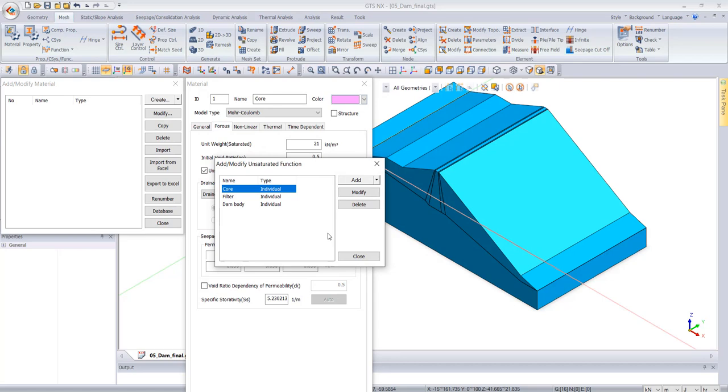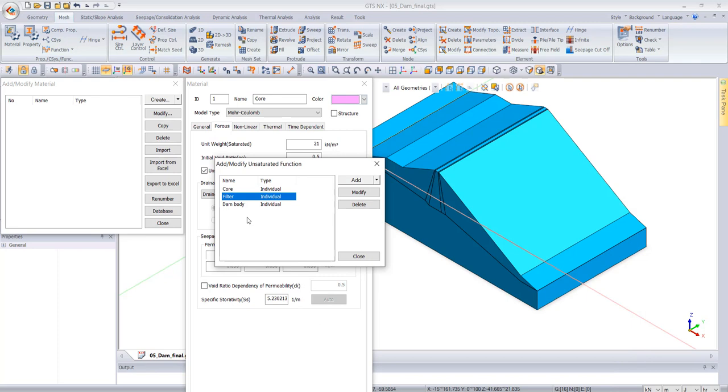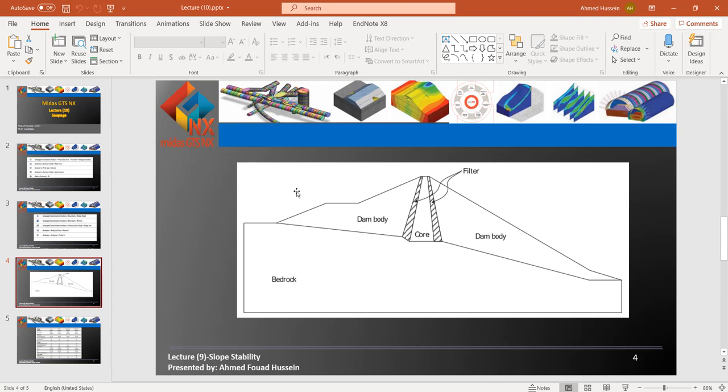Here we can find that there is one for the filter, one for the core, and one for the dam body. So this is the unsaturated property, because we know that if we look back here, this dam is filled with water until here and the water starts to move inside the dam, so the particles above this water will be unsaturated and could have a negative pore water pressure.